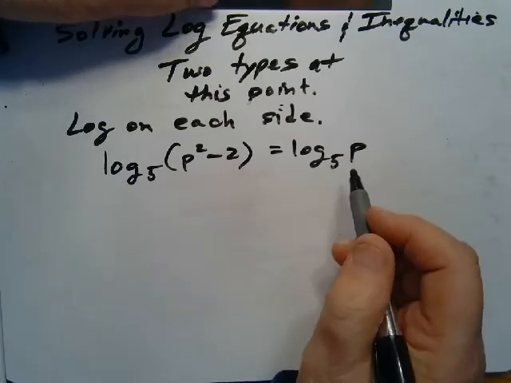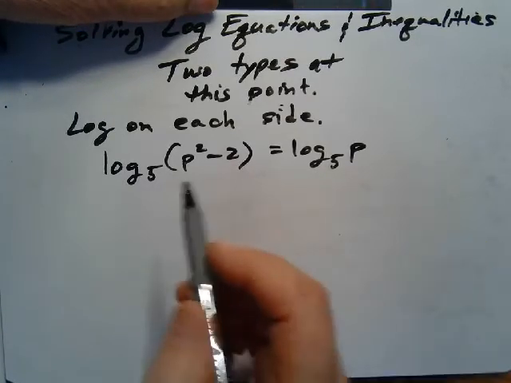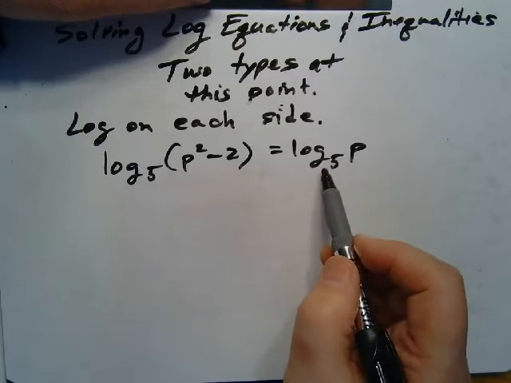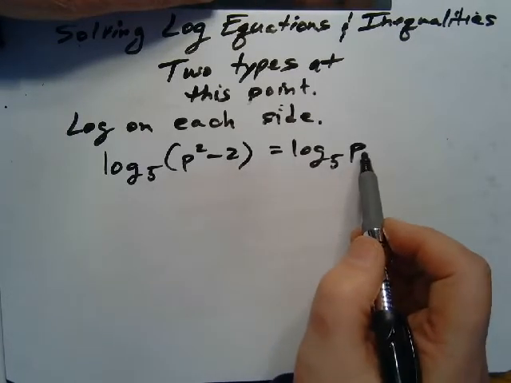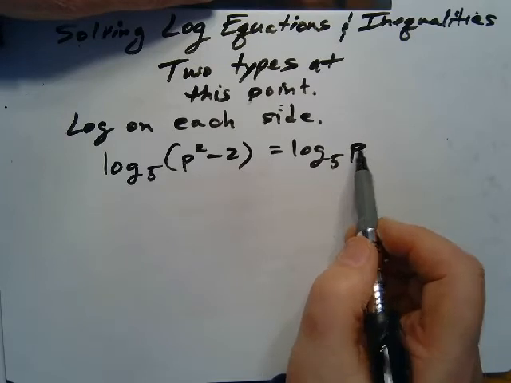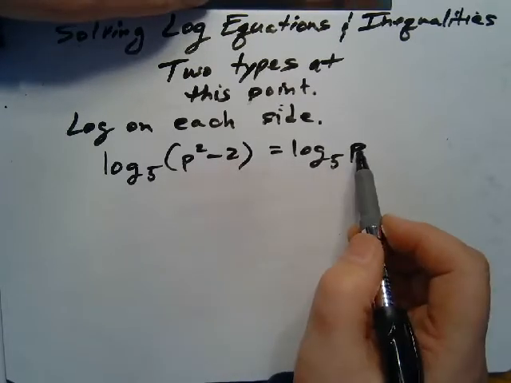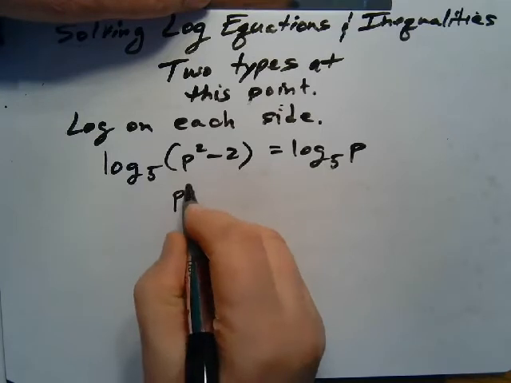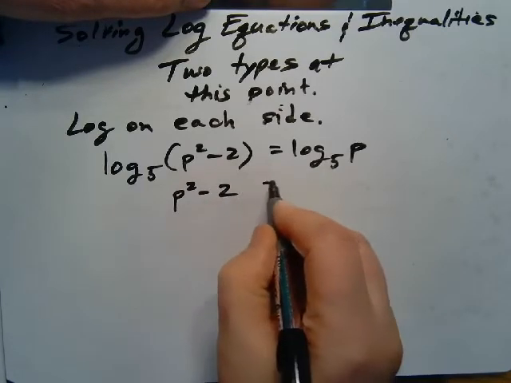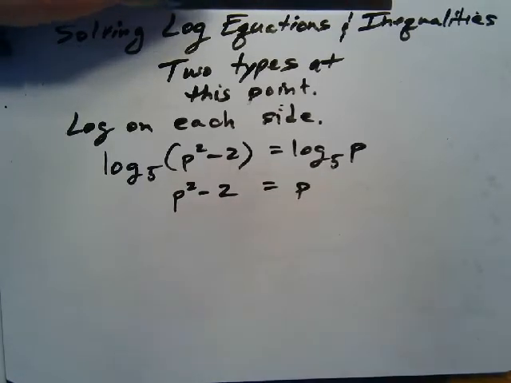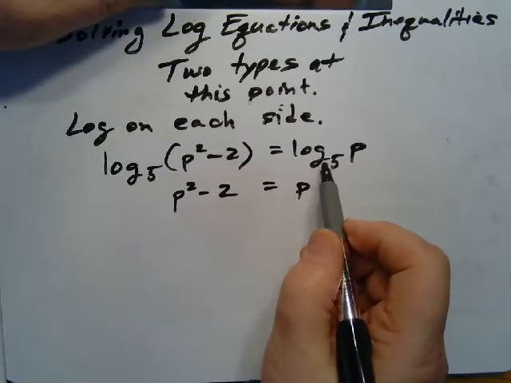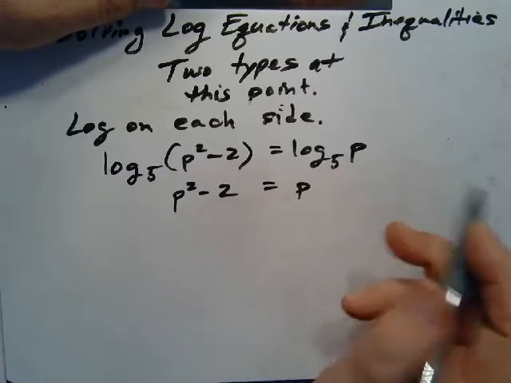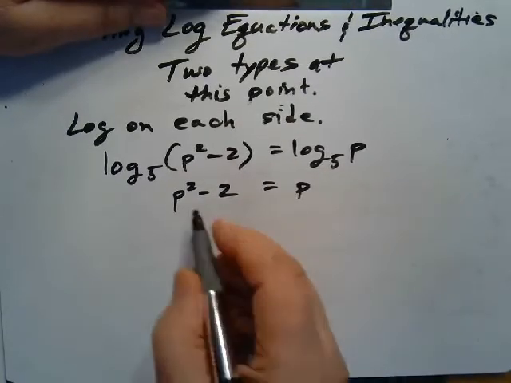Now, doesn't it make sense that if both log bases are the same, then their results have to be equal as well? So we're going to immediately jump out of the exponent world and rewrite this as p squared minus 2 equals p. This is one of the laws of solving logs: if the log bases are equal, then you can just let the results be equal to each other. Now this is easy to solve.